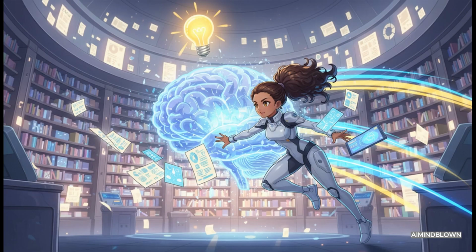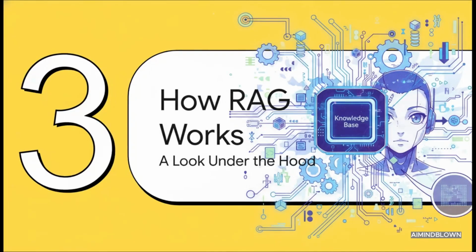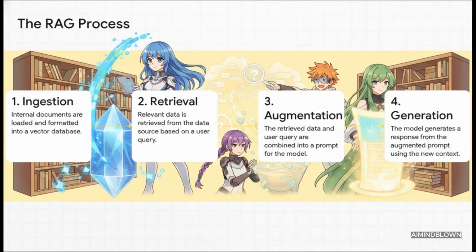So this sounds fantastic in theory, but how does it actually happen so fast? Let's take a quick look under the hood. It all comes down to this really elegant four-step process. The first step, ingestion. That's all the prep work, getting the library of information ready. But the next three, retrieval, augmentation, and generation, they happen in the blink of an eye every single time you ask a question. This diagram here shows you the entire journey.